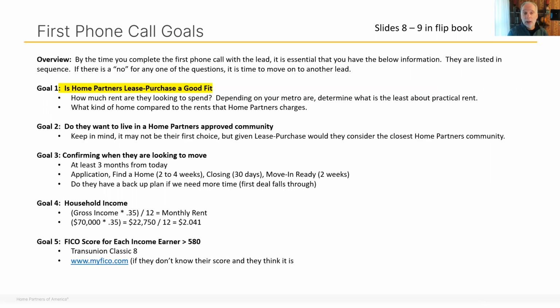I am not underwriting Henry. I am not going to tell him what he's going to be approved for because I don't know what he's going to be approved for. That's between him and Home Partners. I'm just trying to get a feel for where I think his approval might be. And then, of course, the confirmation of that FICO score. If I'm a little bit nervous, I might tell him to go to myfico.com and go ahead and grab the TransUnion Classic 8 FICO score.